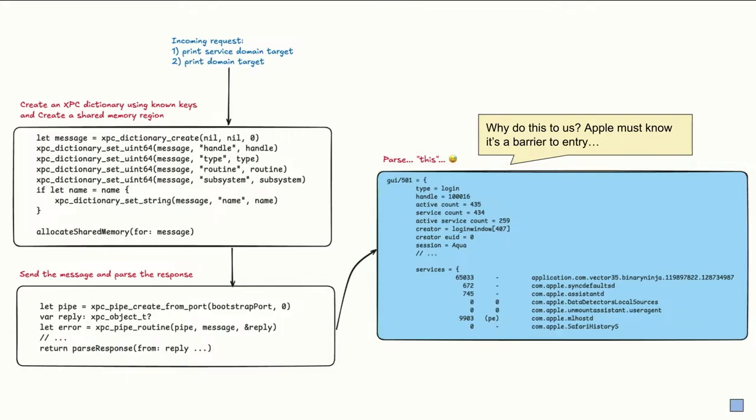And for those of you that are familiar with launchctl, this looks very similar to the output from launchctl. And that's because it pretty much uses the same backend that launchctl is using. And unfortunately, this structure is really not easily serializable or parsable. You're kind of limited to string parsing at this time. And so Apple must know that this is a barrier to entry to creating an open API.